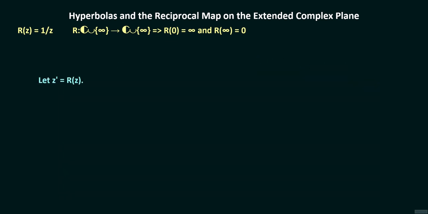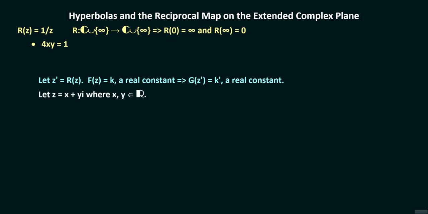Let z prime be equal to R of z. The equation of each hyperbola is of the form f of z equals some real valued constant k. Our objective is to transform this equation into the form g of z prime equals some real valued constant k prime. That is, we will obtain an equivalent equation for each hyperbola, but using z prime coordinates, whether it's Cartesian or polar coordinates. Let's work on the first hyperbola, 4xy equals 1.